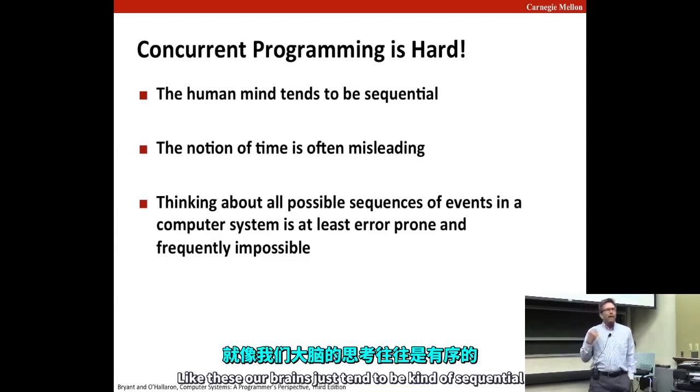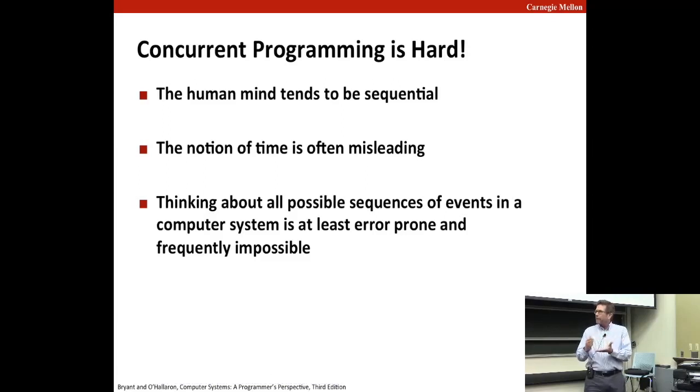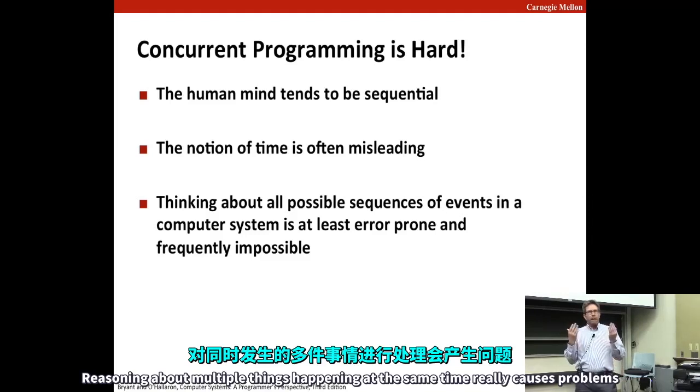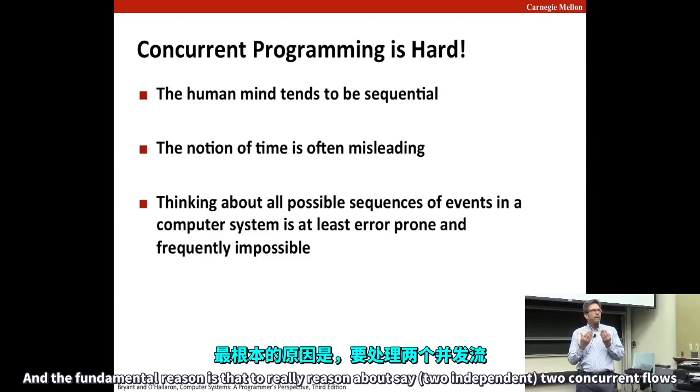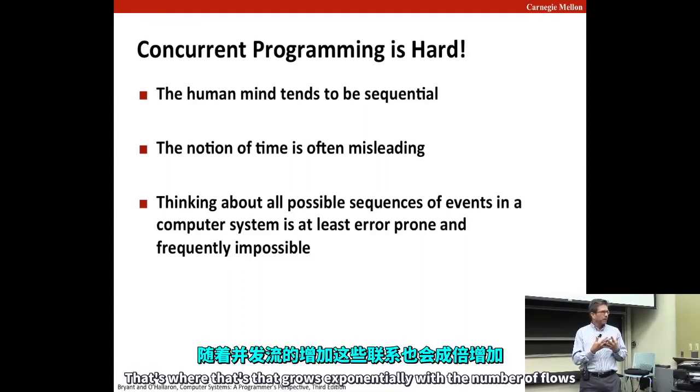Our brains just tend to be kind of sequential. We want to think about things happening one after the other, and it's much easier for us to reason about that. Reasoning about multiple things happening at the same time really causes problems, and the fundamental reason is that to really reason about, say, two concurrent flows, we have to account for all of the possible interleavings of those flows. And that grows exponentially with the number of flows.